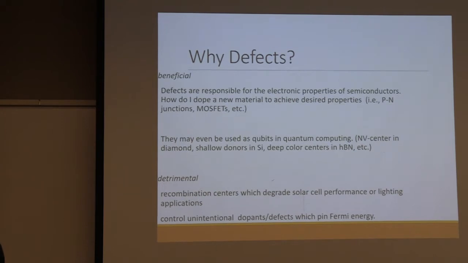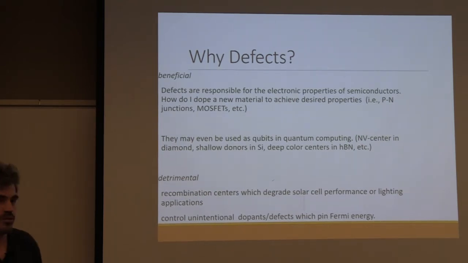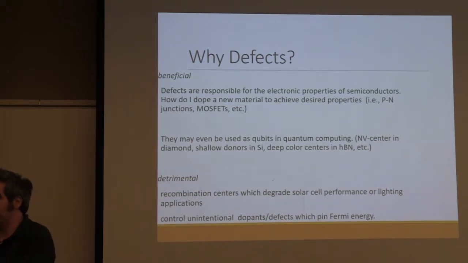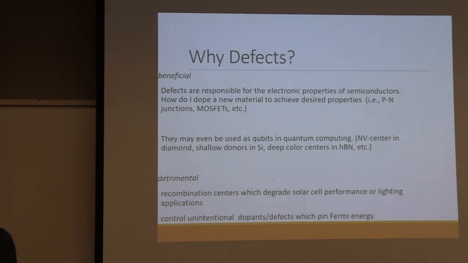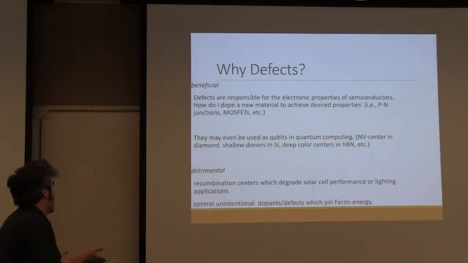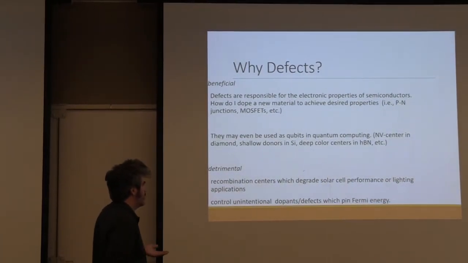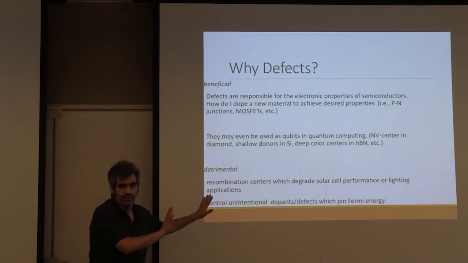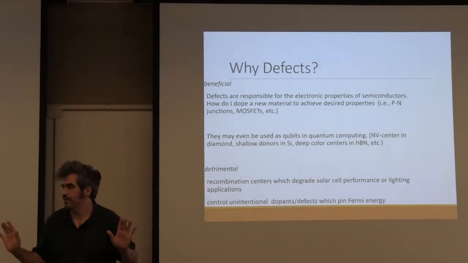For instance, solar cells. So the way a solar cell works, right, is you have a band gap, light comes in, promotes an electron from the valence band to the conduction band, and you want to separate those and have it do useful work. But you can have a defect in the gap, which traps the carriers and then leads to recombination, things like this. So in those situations, you'd want to find out how to get rid of those types of defects. Or they might pin the Fermi energy and make it so you can't control things the way you want to.